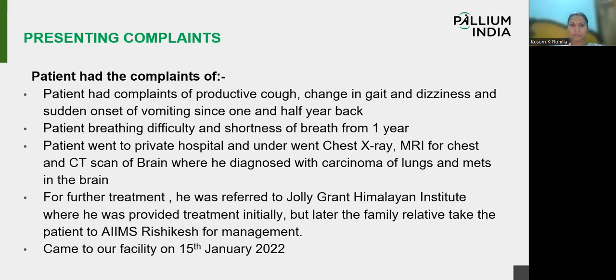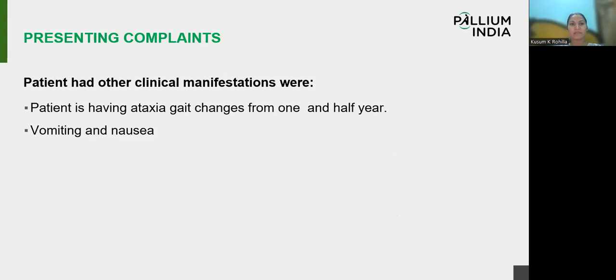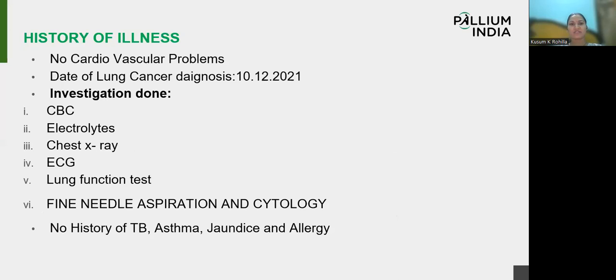2022. Next slide. The patient had other clinical manifestations, like ataxia and gait change for 1.5 years, and then vomiting and nausea were the main other problems. The patient doesn't have any history of cardiovascular disease, and the lung cancer was diagnosed before coming to AIIMS, in December. Then for investigations, he came with CBC, electrolytes, chest X-ray, ECG, lung function test, and fine needle aspiration cytology, and no history of TB, asthma, jaundice, or allergy in previous years.